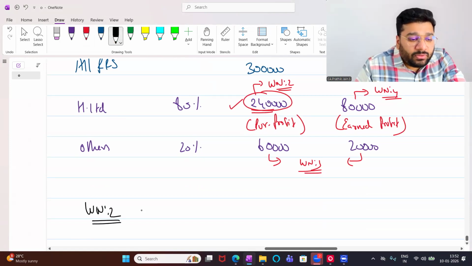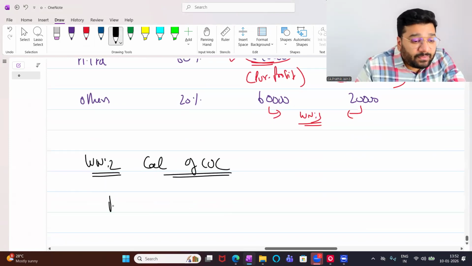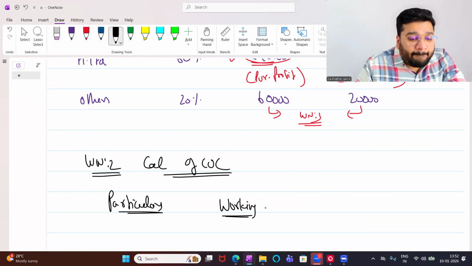Next is working note number 2. Very good. Calculation of cost of control, which is goodwill and capital reserve. Particulars, working, amount.